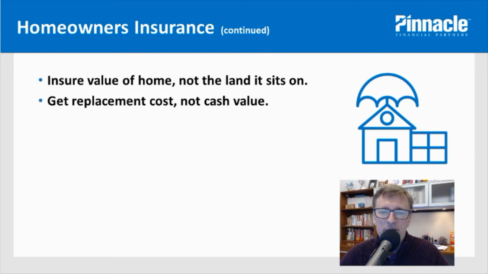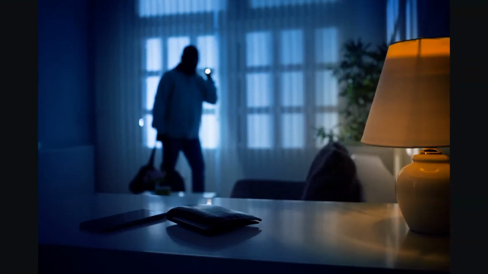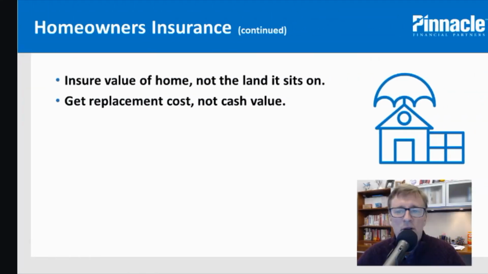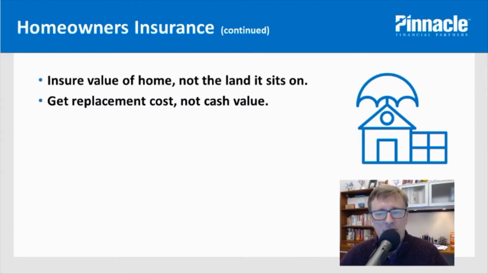If something happens, you do want to be able to replace the item in question, obviously the home, but also the contents. But with cash value coverage, you would only get what it was worth in its used state. For example, hopefully it will never happen, but if your house was broken into and your big screen TV was stolen, you'd want the $1,500 that it takes to go buy another one, not the $250 it might list for as a 5-year-old used TV in the classifieds. So you want to be sure that you get replacement cost value on your policy.